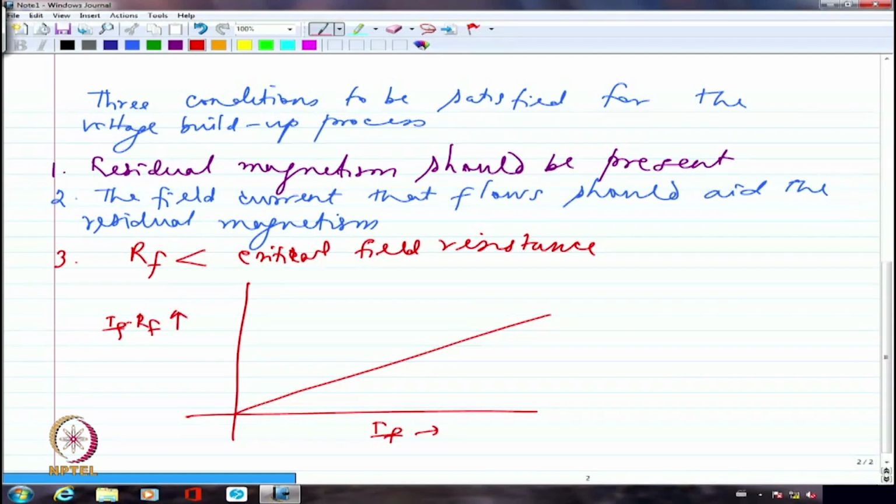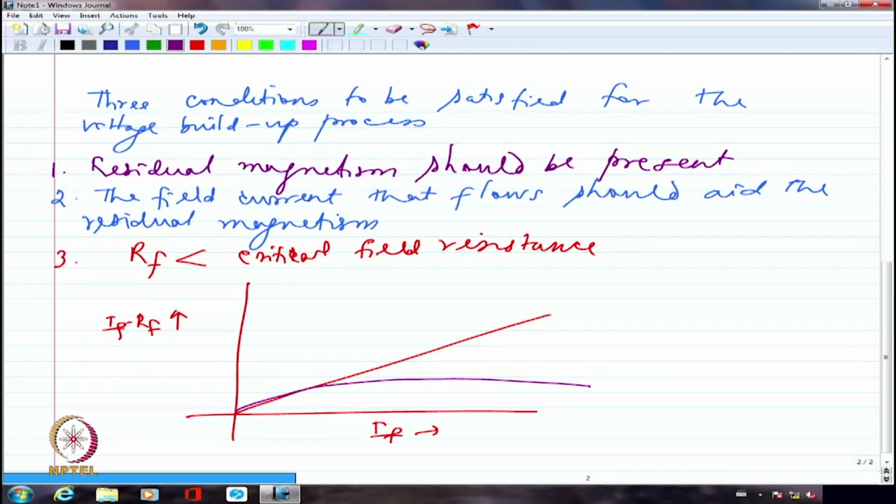which is indirectly EG, right? IF times RF, we are taking it as EG. So this is the field resistance line. By chance, if I am driving the generator at a much lower speed, if I am driving the generator at a very, very low speed, then also the intersection point will not be really good enough for me to get any perceivable voltage.